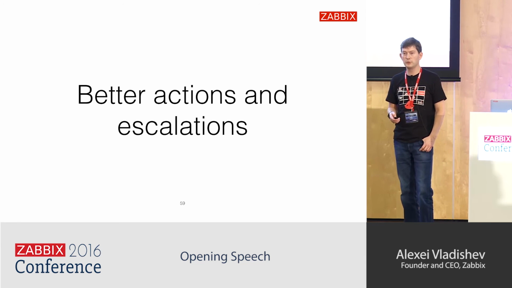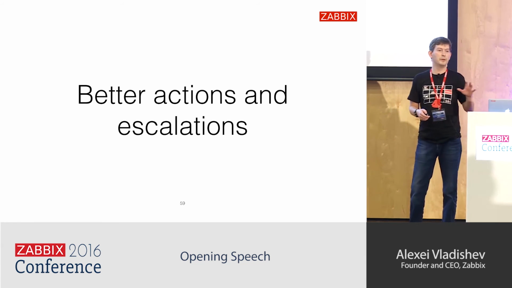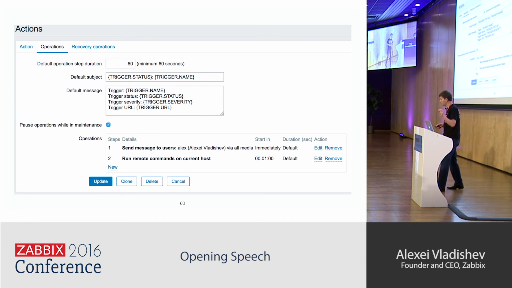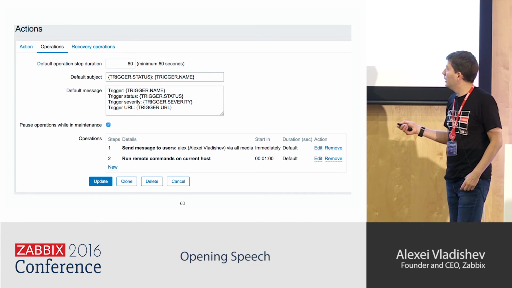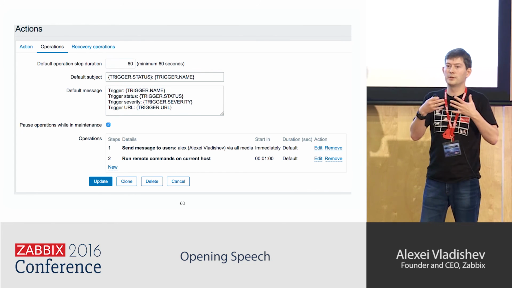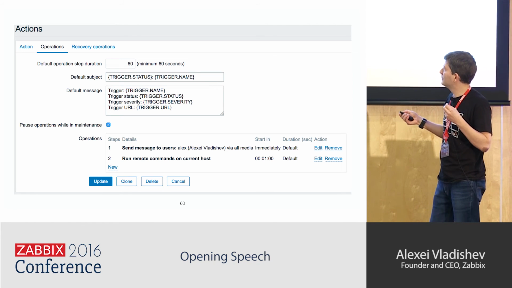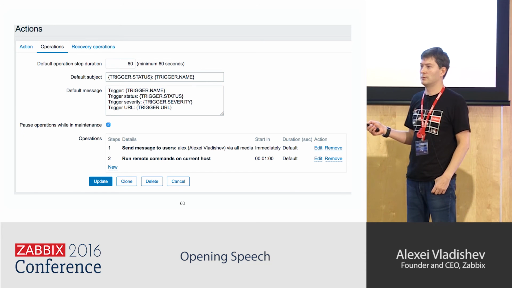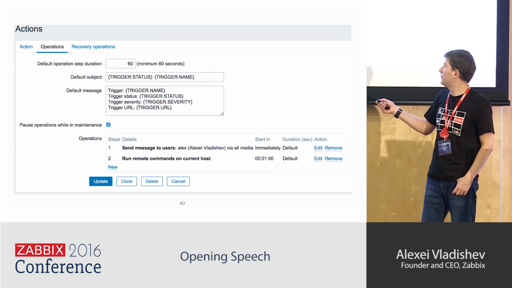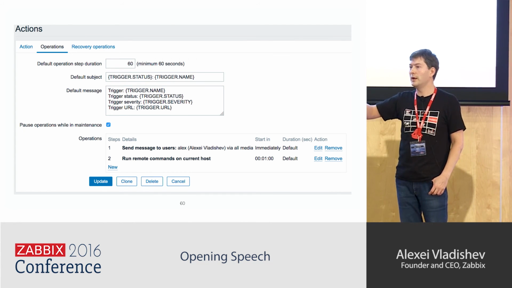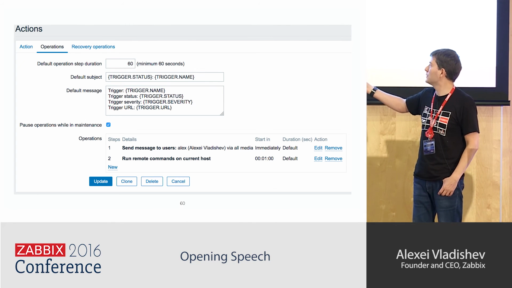Basically, we made two improvements just to simplify and make configuration of actions easier for users. We changed the way actions and maintenance work together. Now we have a very simple option, which is called pause operations while in maintenance. It's very easy, okay? If it's checked, it means we do nothing while we are in maintenance, and then we continue the escalation process. So it's about escalation.